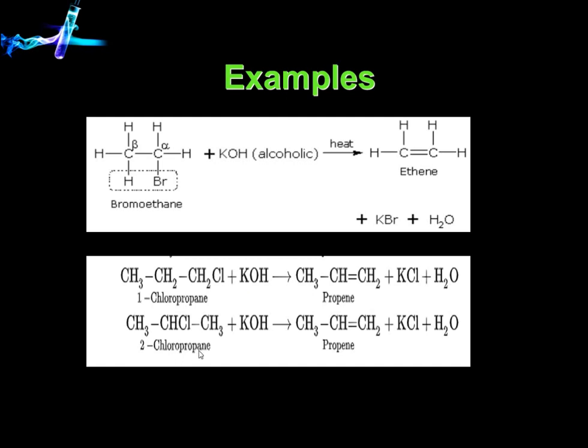In case of 2-chloropropane, where chlorine is attached at position number 2, there can be 2 beta hydrogens available. This carbon is also a beta carbon, and this carbon is also a beta carbon. So hydrogens attached to beta carbons will be beta hydrogens. These 3 and these 3 hydrogens are beta hydrogens. Now hydrogens from either side can be removed because this is a symmetrical molecule, and a double bond will be created over here, and along with that KCl and water are produced.